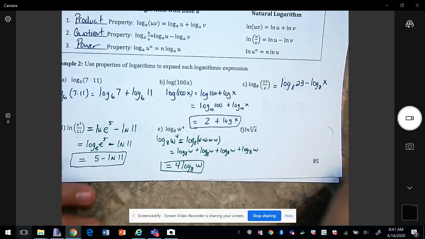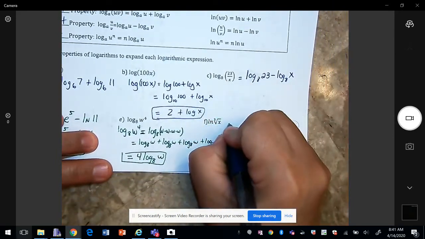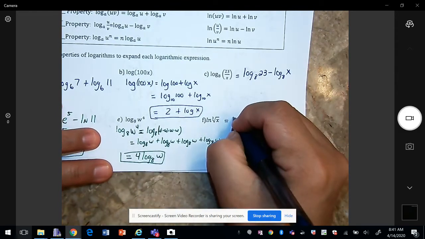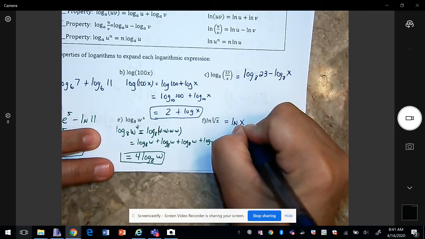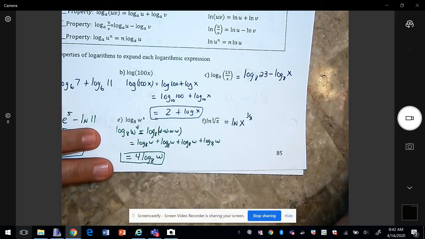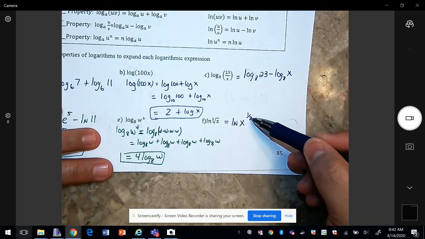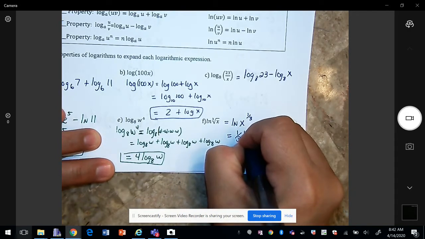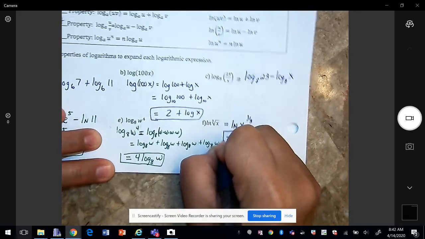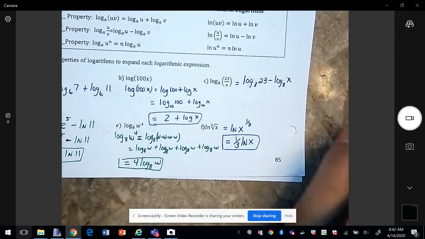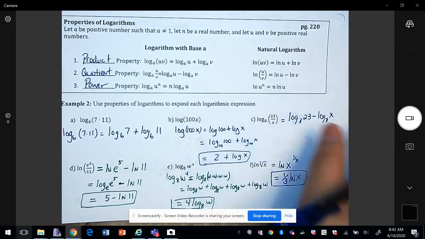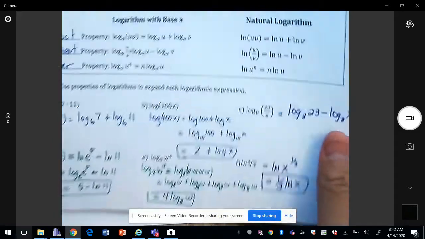So let's look at letter F. So here we have natural log of the cube root of x. So I can rewrite this as natural log of x raised to the 1/3. The cube root can be written as an exponent of 1/3. Now I can take this exponent to the front. So I'm going to have 1/3 natural log of x. Okay, so these are the 3 properties that we can use to help us simplify in the next sections. Let's go to the next page.